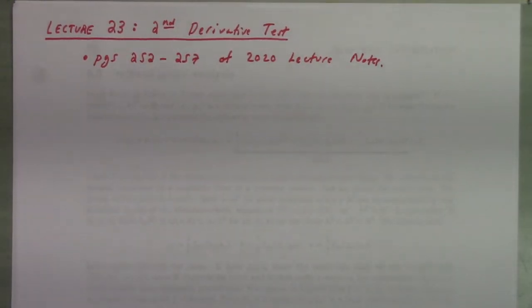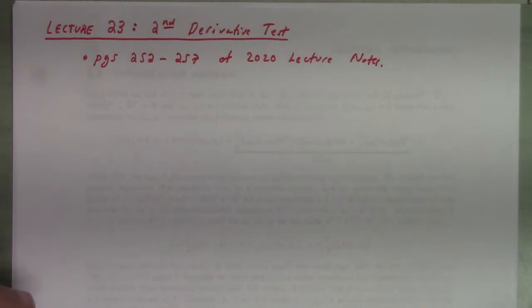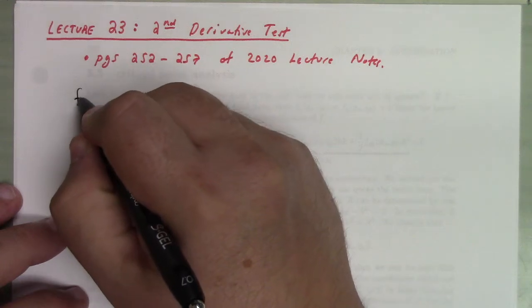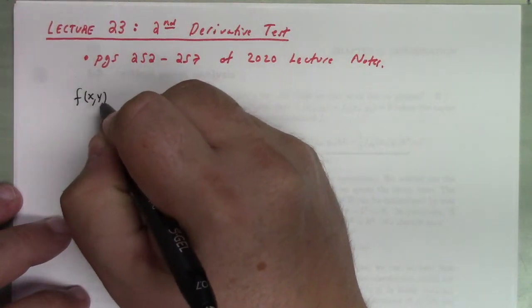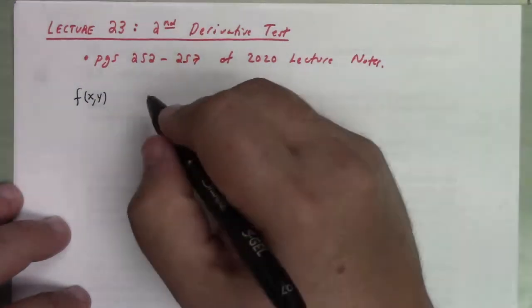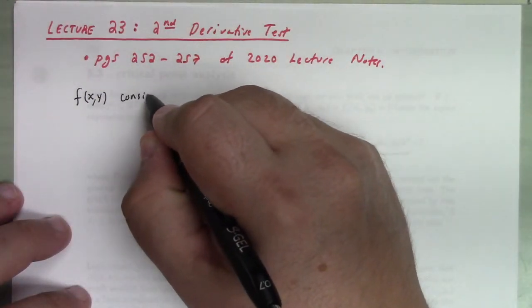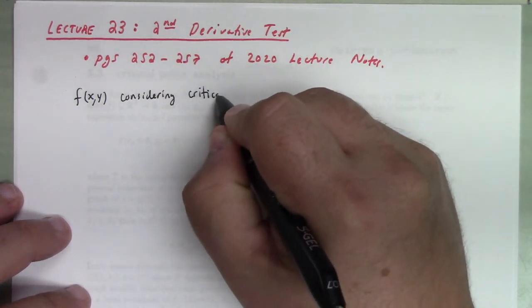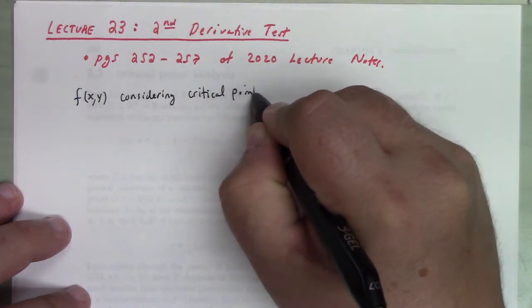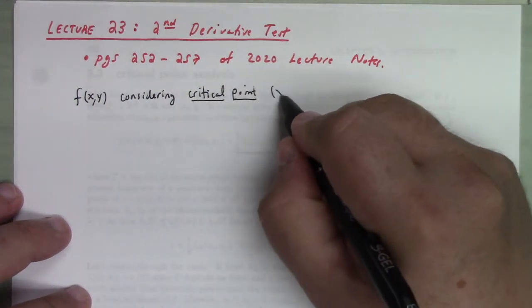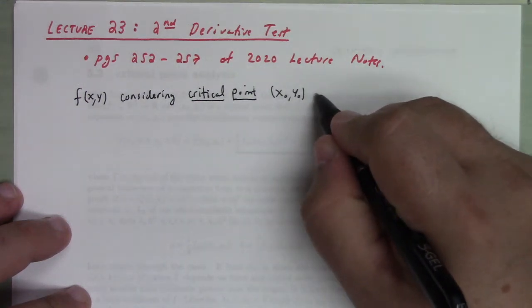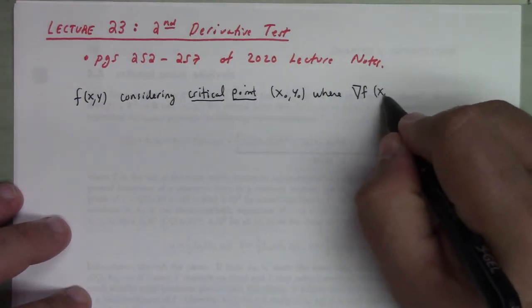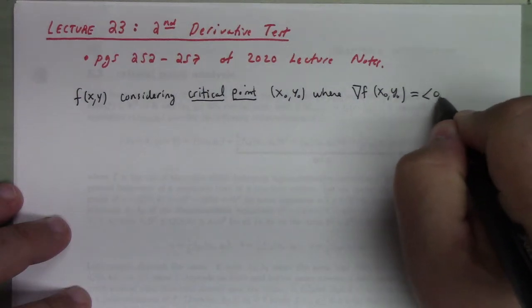Alright, so this is lecture 23 on the second derivative test, and here we're focused mostly on functions of two variables. So the context is a function of two variables, like f of x, y, and we're considering a critical point. And what's a critical point? Well, a critical point, let's say x naught, y naught, is one for which the gradient of f at the point x naught, y naught is just equal to 0, 0, right?